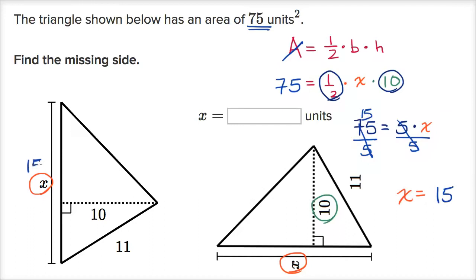And you can verify that. If x is equal to 15, base times height times 1/2, well, it's 15 times 10 times 1/2, or 15 times 5, which is going to be 75 square units.